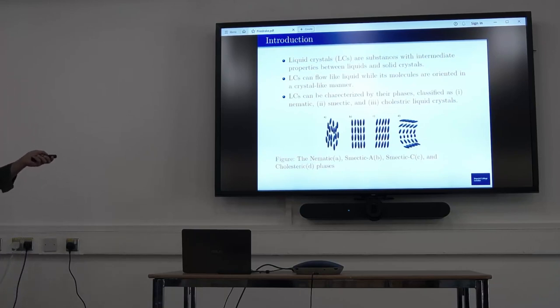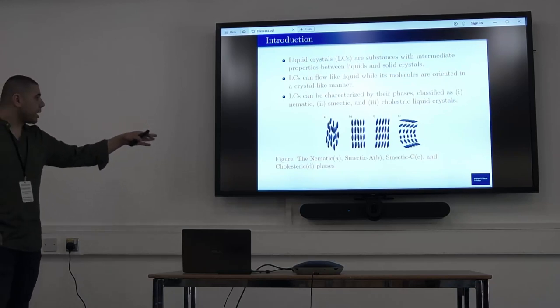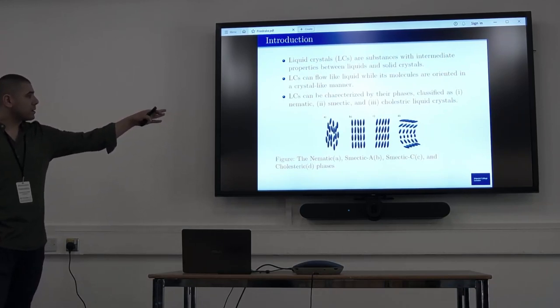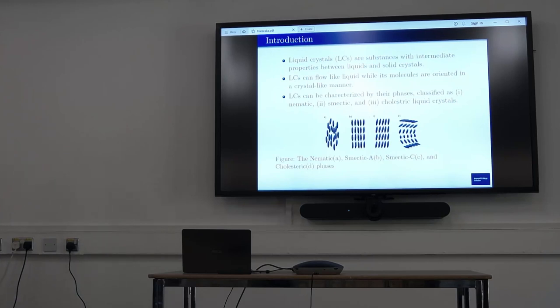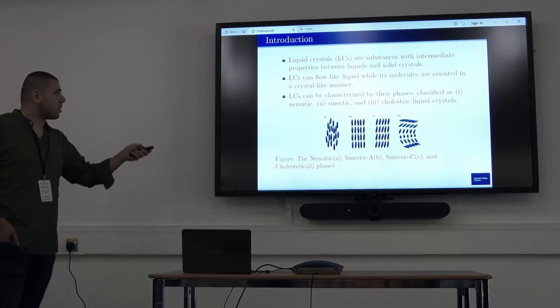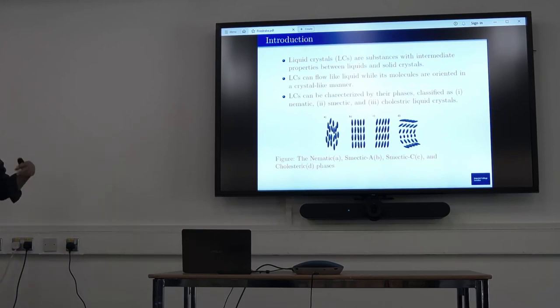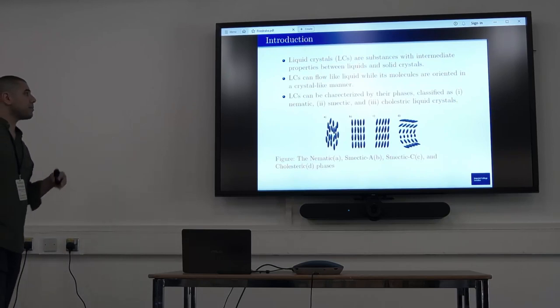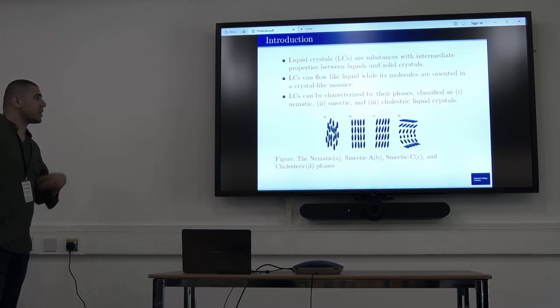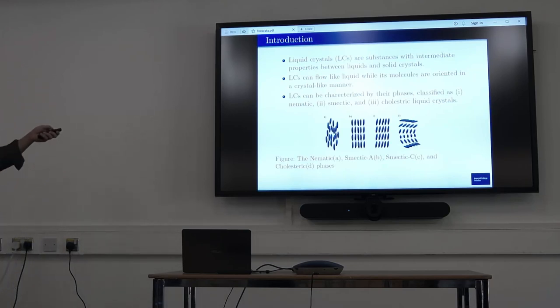These are the shapes, starting from A. This is nematic, smectic, and cholesteric. We have two types of smectic, smectic A and smectic C. I'm going to explain the difference between them later, but for now, imagine that we have a solid crystal on the right, and if we decrease the temperature, then we will get cholesteric liquid crystals. Increase the temperature more, we get smectic C. Increase the temperature, we get smectic A. And finally, nematic liquid crystals, and increase the temperature more and more, we will get a liquid.